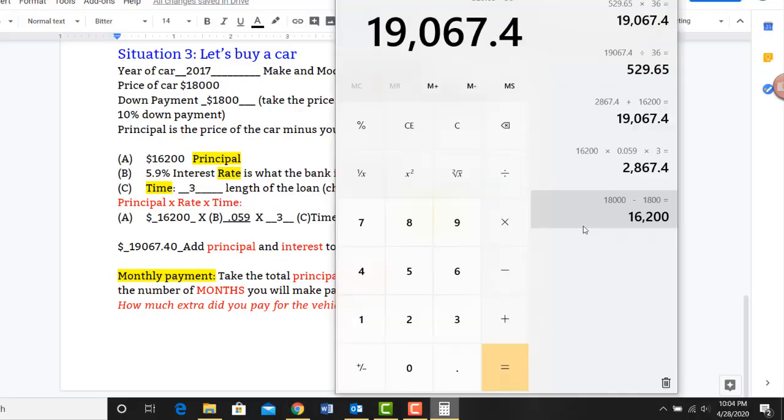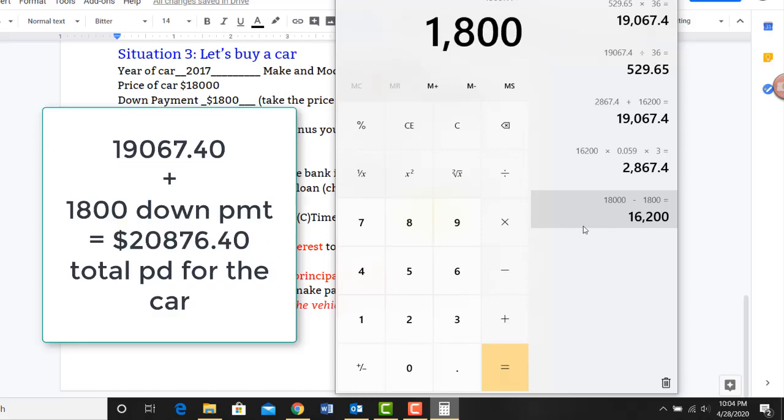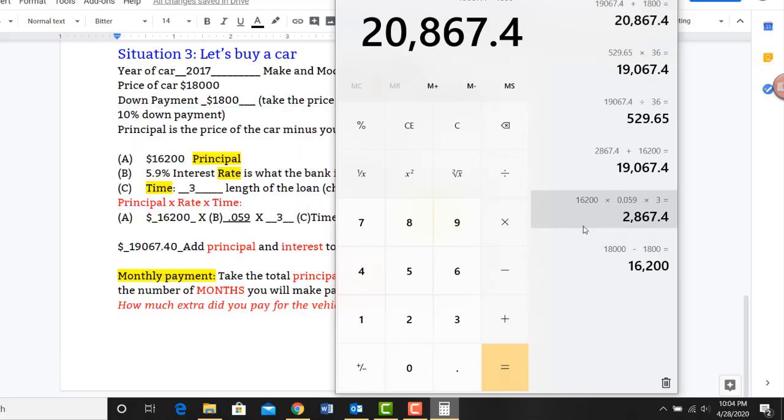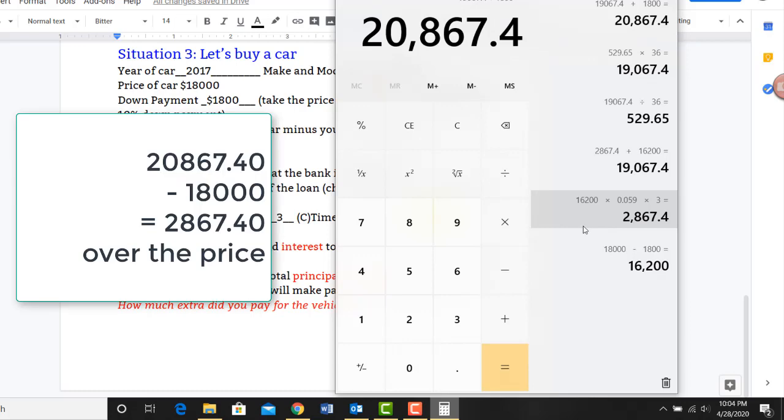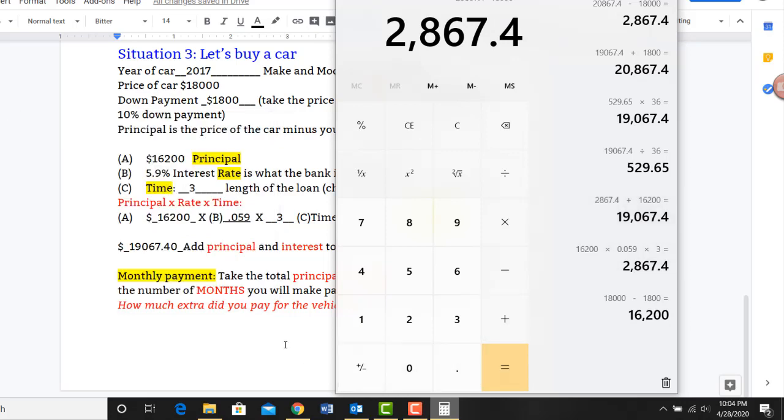We had said that principal plus interest is $19,067.40. But don't forget that we also paid an $1,800 down payment. So I've paid over $20,000 for this car. I'm going to subtract out what the price of the car was. $18,000 was what I talked the dealership into. I have paid an extra $2,867.40 for this car.